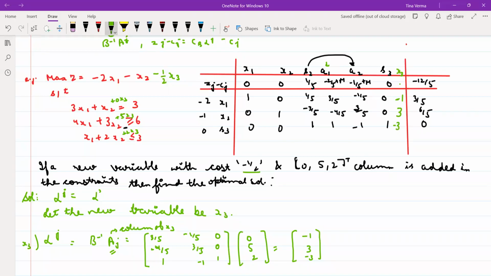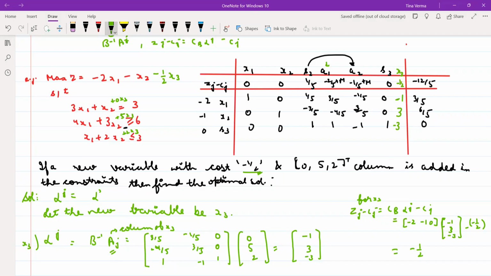Now what is left? We just have to calculate my Zj minus Cj for x3. So what is that? CB into alpha j minus Cj. These are my CB: minus 2, minus 1, 0. And alpha j we have already calculated: minus 1, 3, minus 3. The cost Cj is already given to us, that is minus half. So when you solve, it comes out to be minus half, right?